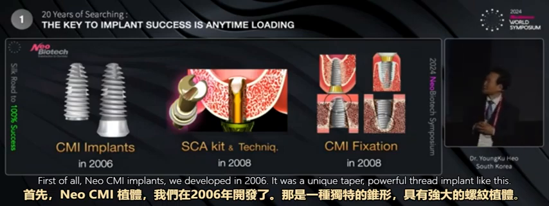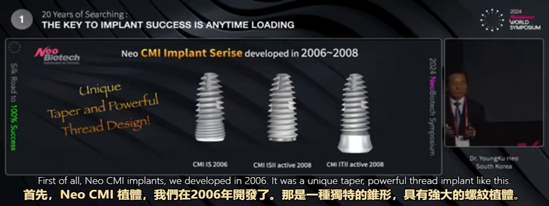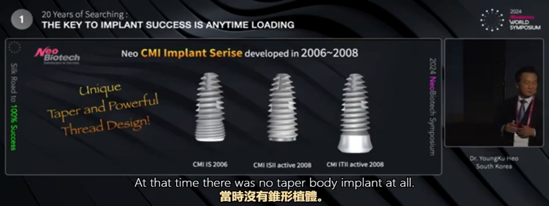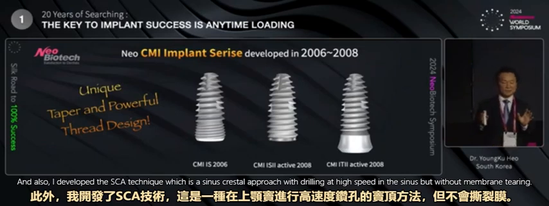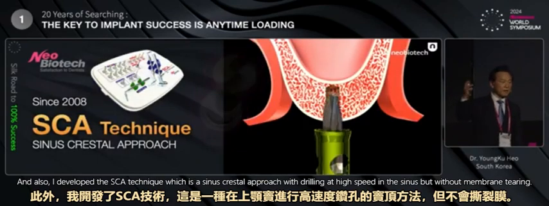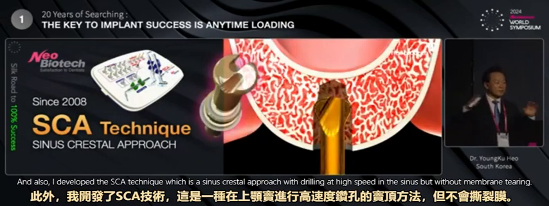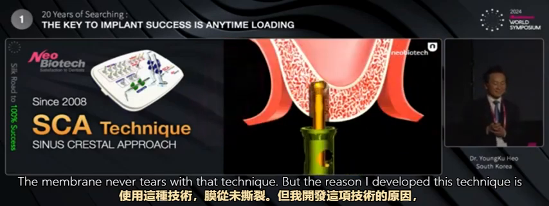So first of all, neo-CMI implants we developed in 2006. It was a unique taper and powerful thread implant like this. In 2006, out there, no taper body implant like that existed. And also, I developed the SSA technique, which is a sinus crest approach with drilling at high speed in the sinus, but without membrane tearing. The membrane never tears with that technique.